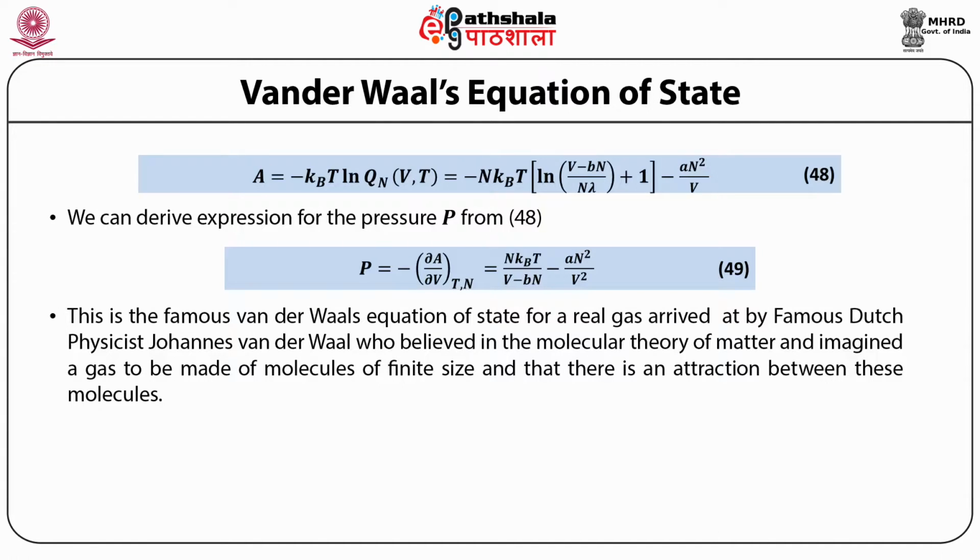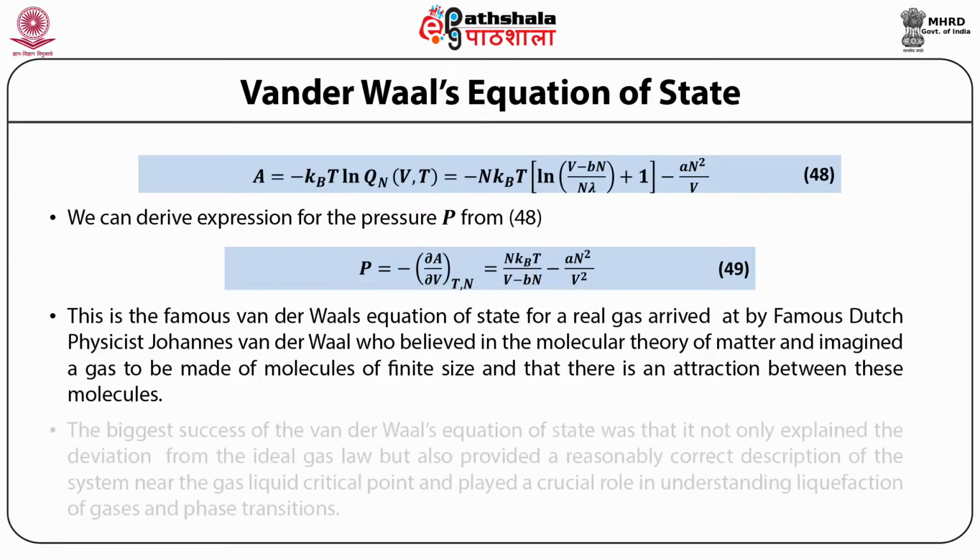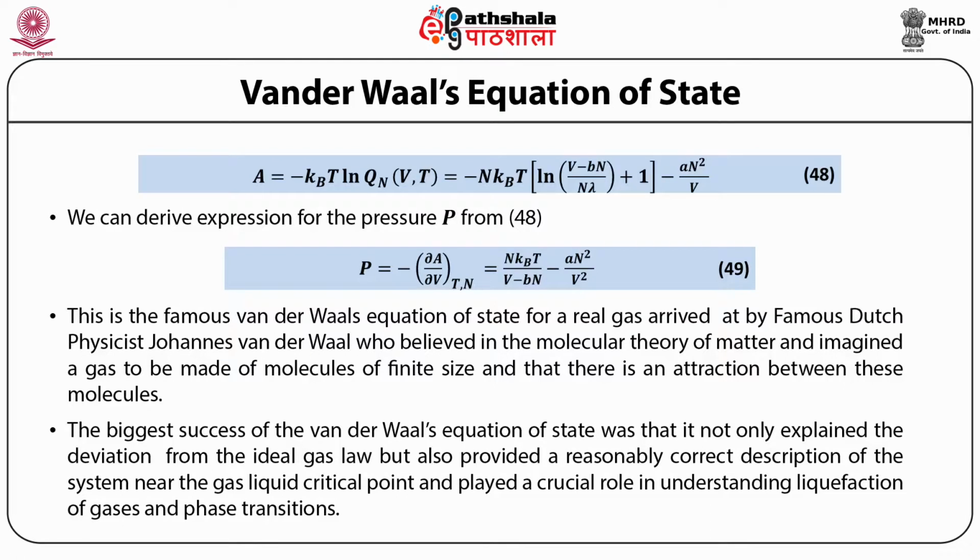This is the famous van der Waals equation of state for a real gas arrived at by famous Dutch physicist Johannes van der Waals, who believed in the molecular theory of matter and imagined a gas to be made up of molecules of finite size and that there is an attraction between these molecules. The biggest success of van der Waals' equation of state was that it not only explained the deviation from the ideal gas law, but also provided a reasonably correct description of the system near the gas liquid critical point and played a crucial role in understanding liquefaction of gases and phase transitions.